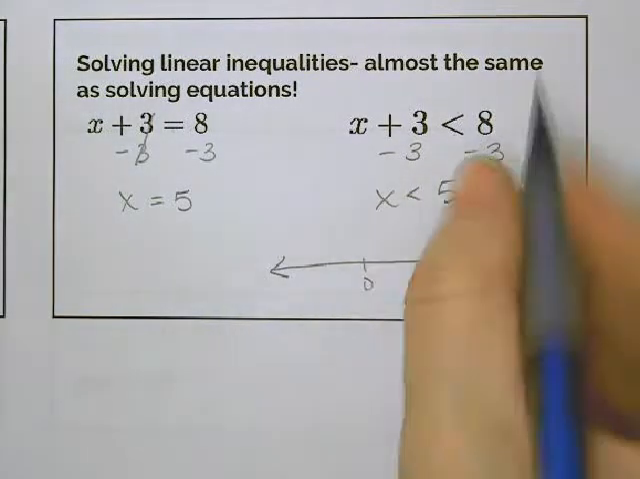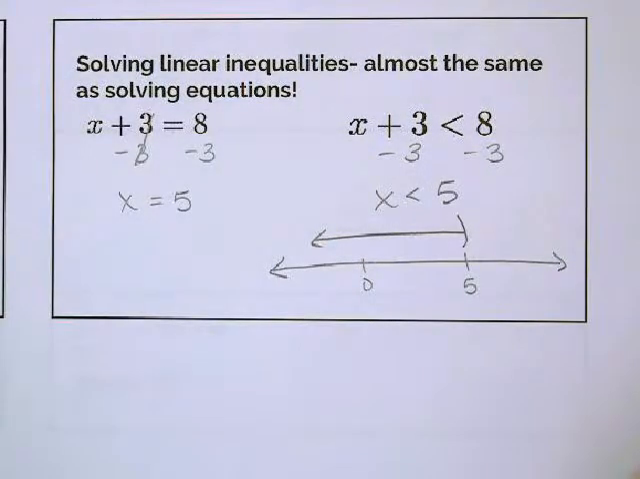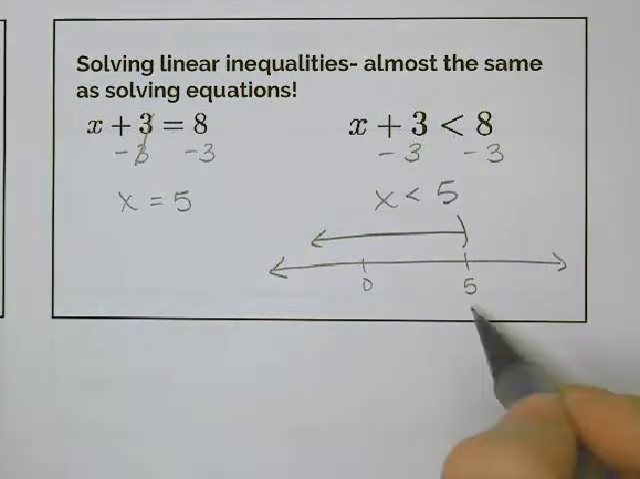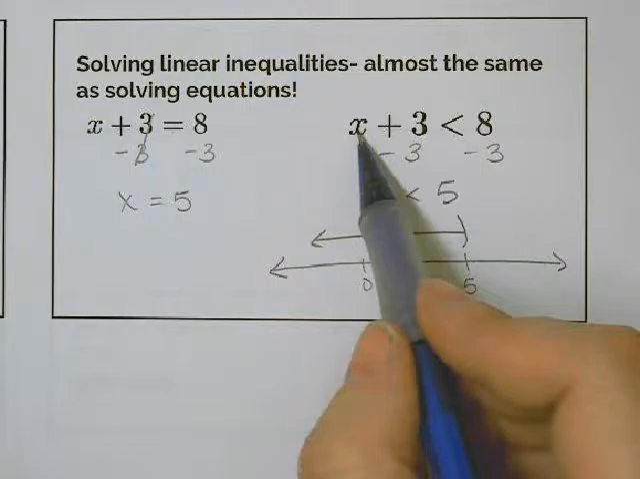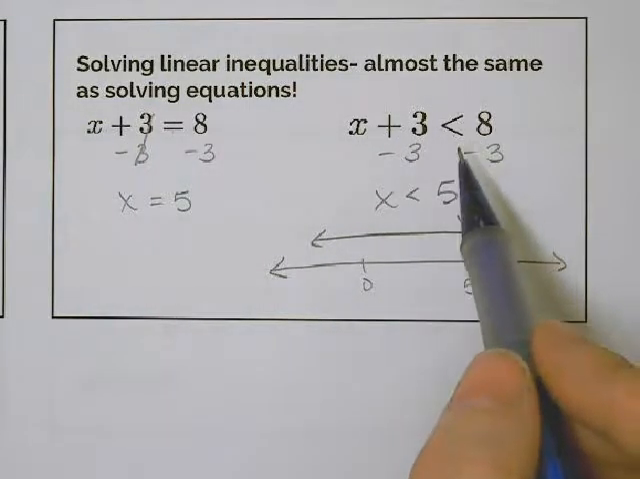So I'm going to put a parenthesis at 5. And you can always check and see if that's right or not. If I put 5 in my equation, that gives me 8 on this side. 8 is not less than 8, so that one would not work. That's why I have the parenthesis at 5.